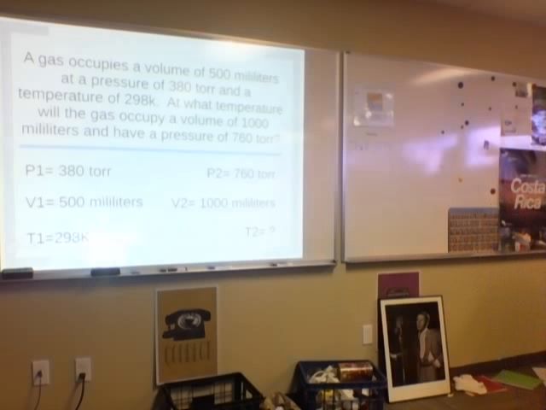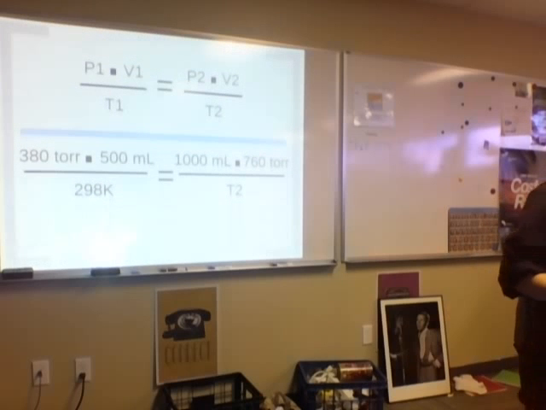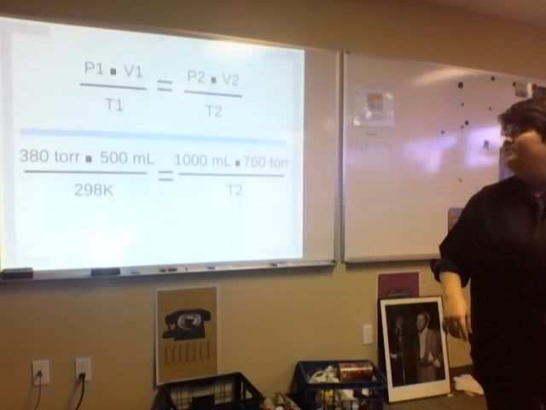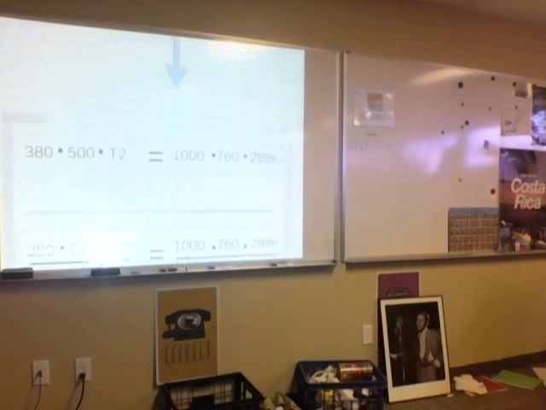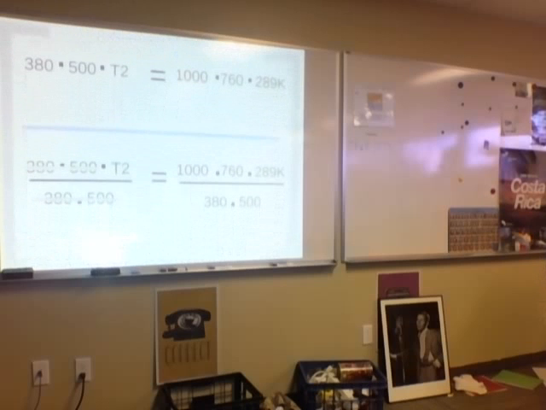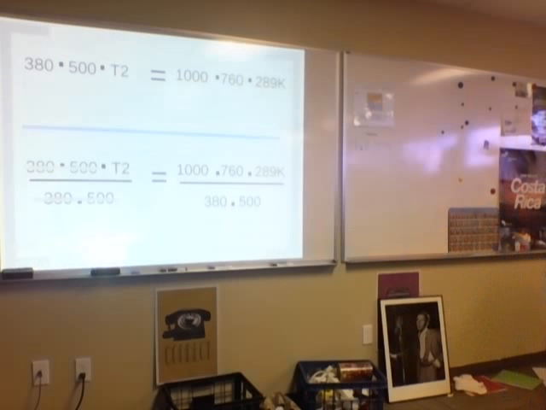So with our equation P1V1 over T1 equals P2V2 over T2, we just plug in what we have. So we have 380 torr times 500 milliliters over 298 Kelvin equals 1000 milliliters times 760 torr over T2. Because of the way the equation is set up, we want to get the T2 on the top, so we cross multiply, and our equation looks like this. And then, because we still want to isolate the T2, we're going to divide by 380 torr and 500 milliliters on that side, and then divide by that on the other side.